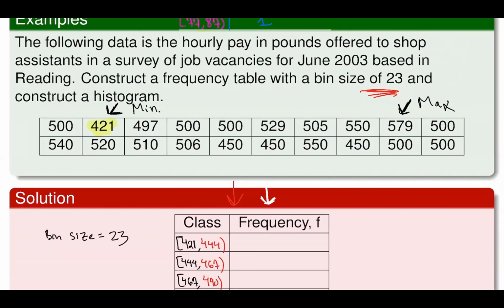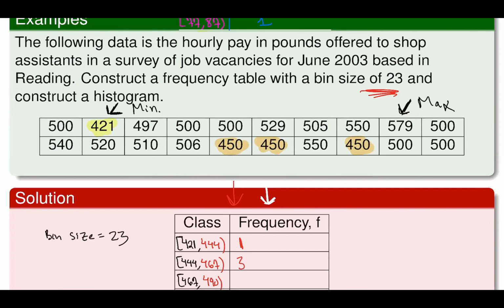And then that's pretty much it. So we have 1. Now we're looking for 444 to 467. So 467 is only this one, and this one. So we have 3.